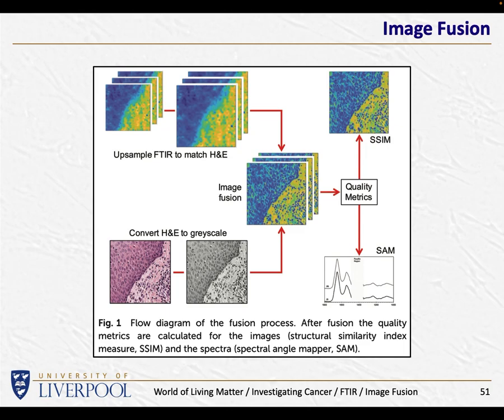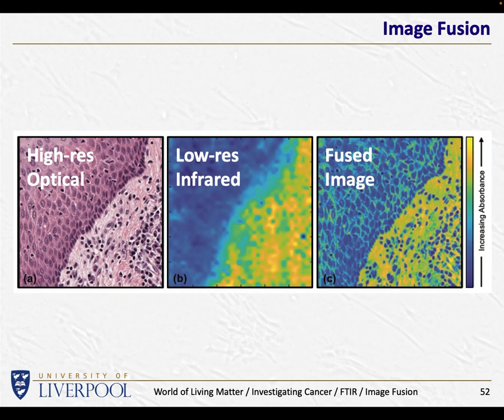Another student has also been working on this wonderful trick of saying, well, optical images don't tell us about the chemistry, they don't tell us about the cancer, they just tell us about the morphology. These cells look different to those cells. That tells us almost nothing. But optical images are quite high resolution. Infrared images, because infrared is a much longer wavelength, tend to be lower resolution.